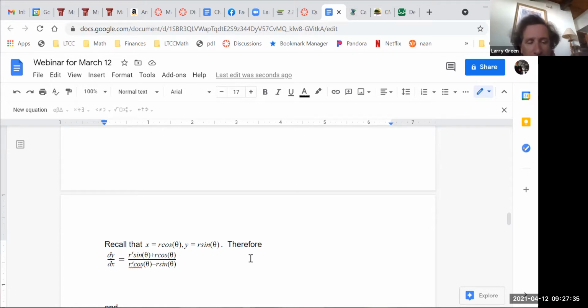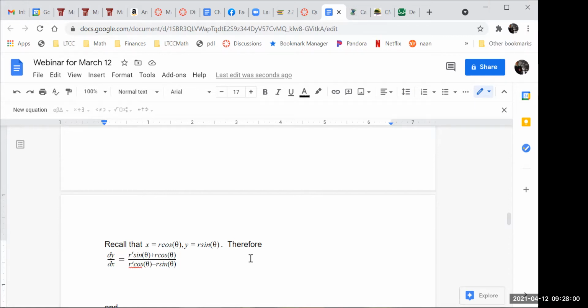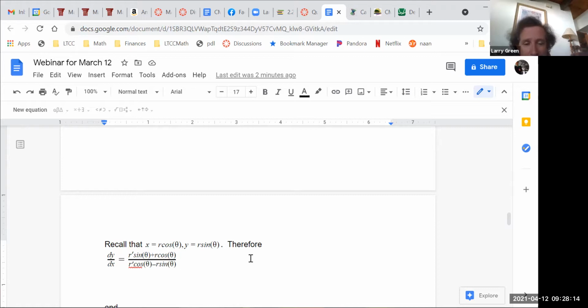So now our goal is to deal with arc length. Now, who remembers arc length with parametric equations? Remember how you found arc length given parametric equations. You integrate the square root of x prime squared plus y prime squared. Exactly.